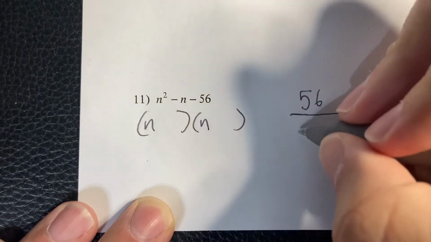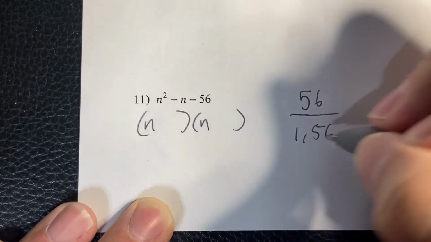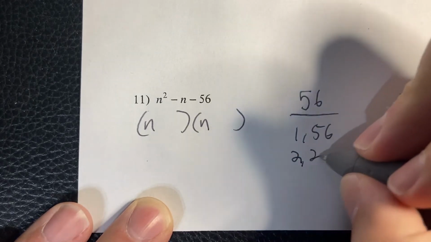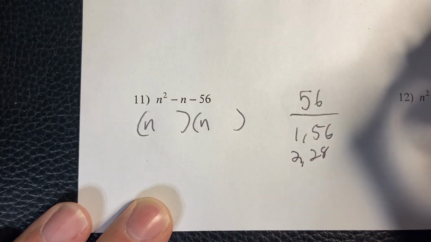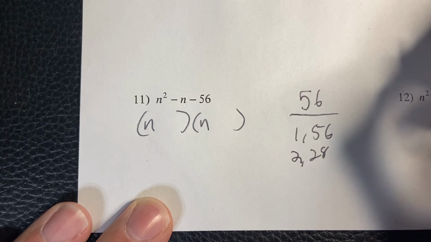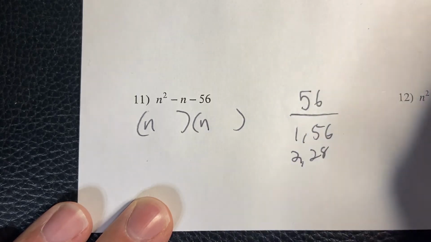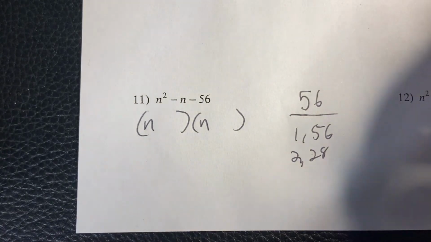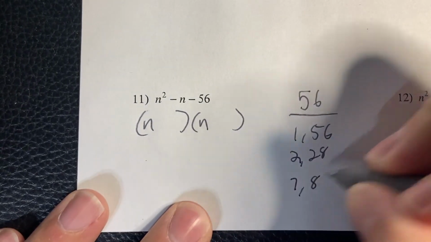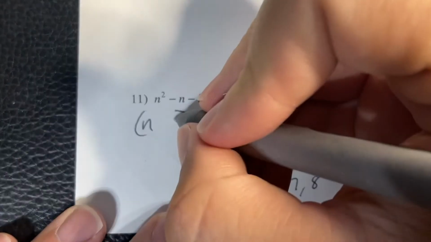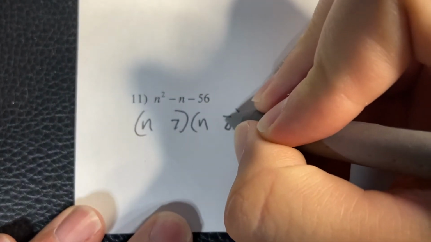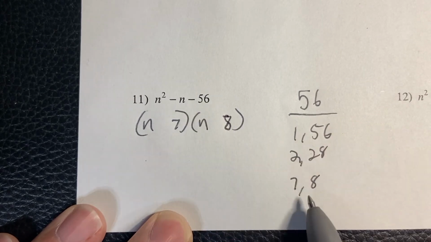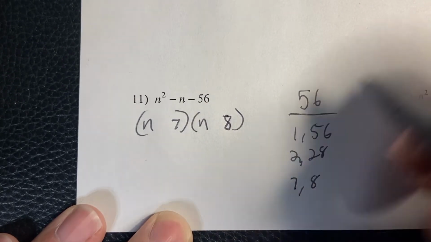So I got 56, 1 and 56, 2 and 28. 3 doesn't work. 4, 5 doesn't work. 6 doesn't work. 7 times 8 is 56. Oh, awesome. That's what works out to be 1, right? Saved it. So I got 7 and 8, 7 and 8. They add to get 1 really because they're 1 away from each other.